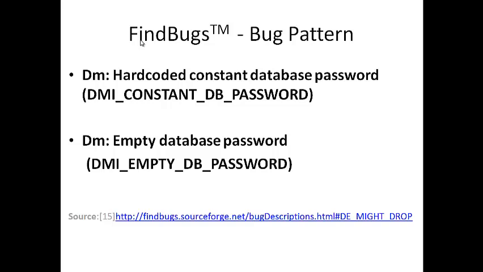Now let's see sample bug patterns that are used in FindBugs. For example, the first one, DM: hard-coded constant database password. So this actually creates a database connection using a hard-coded constant password. Anyone with access to either the source code or the compiled code can easily learn the password. Second example, DM: empty database password. This code creates a database connection using a blank or empty password. This indicates that the database is not protected by a password.